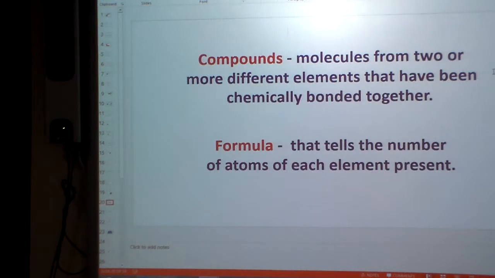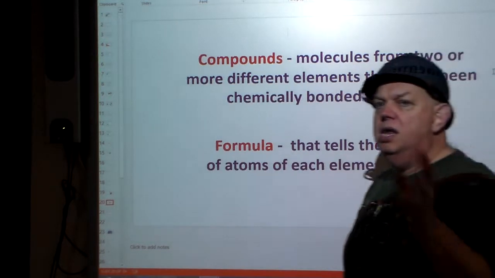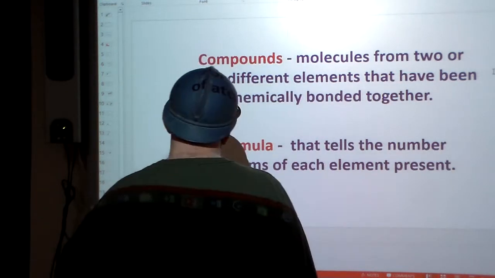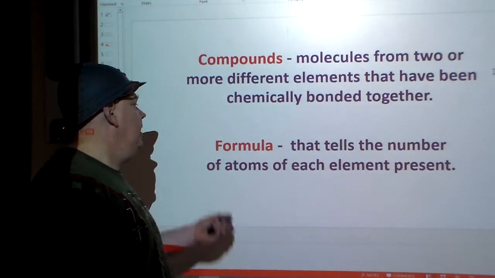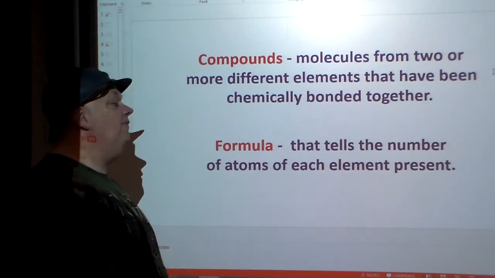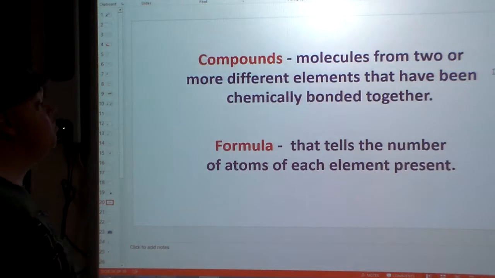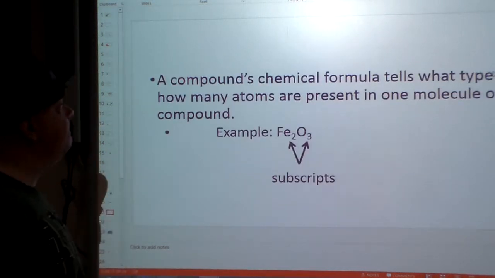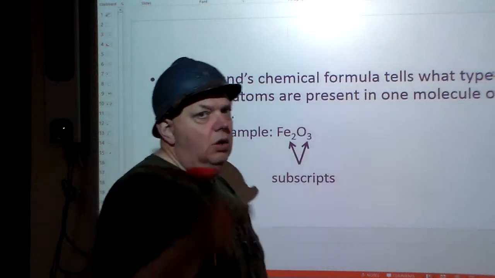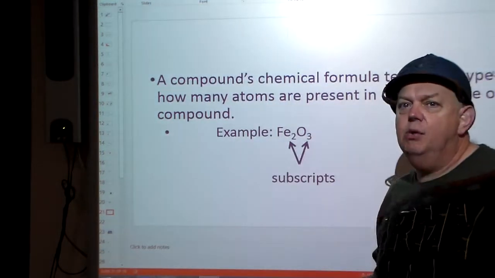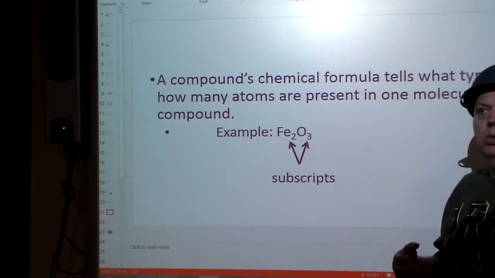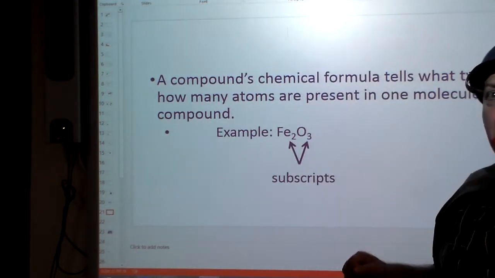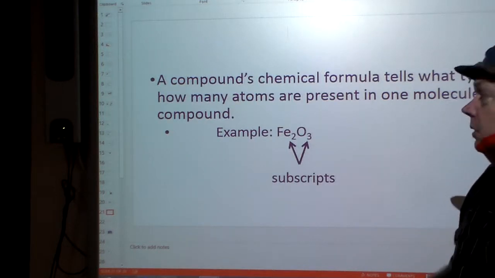Compounds. So, compounds are molecules from 2 or more different elements that have been chemically bonded together. Okay? Pretty much like water. Water is an example of a compound. Okay? Now, formula tells the number of atoms of each element present. Okay? So, here's the thing. One of the big things in chemistry is we get to deal with formulas. Okay? And it's a way of telling people, all right, what elements are there, how many are there, okay?